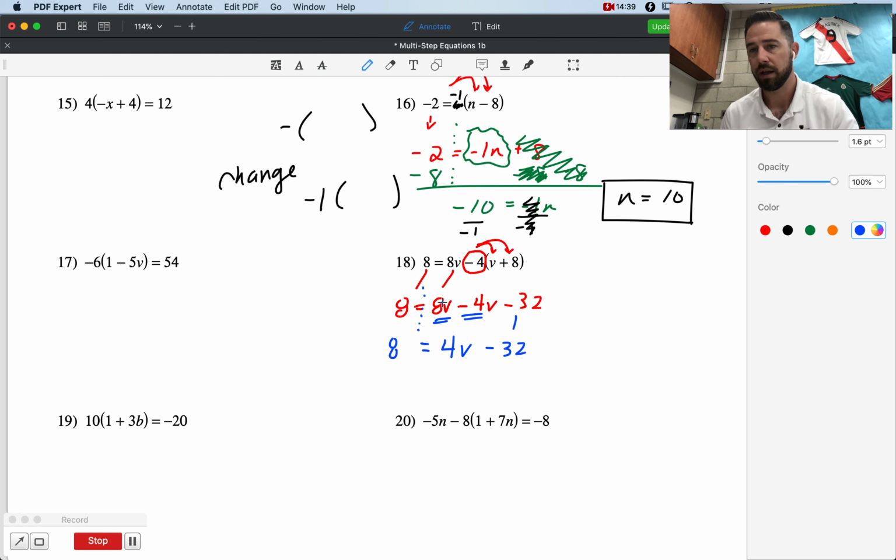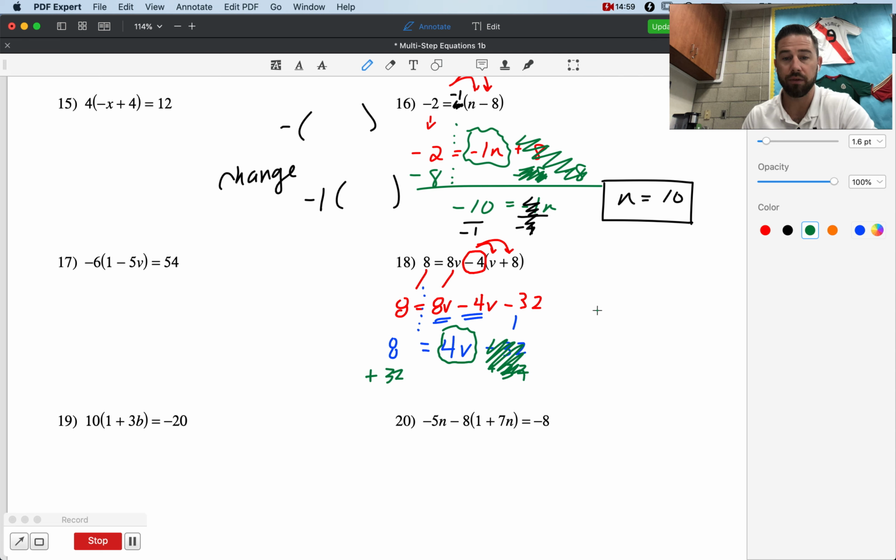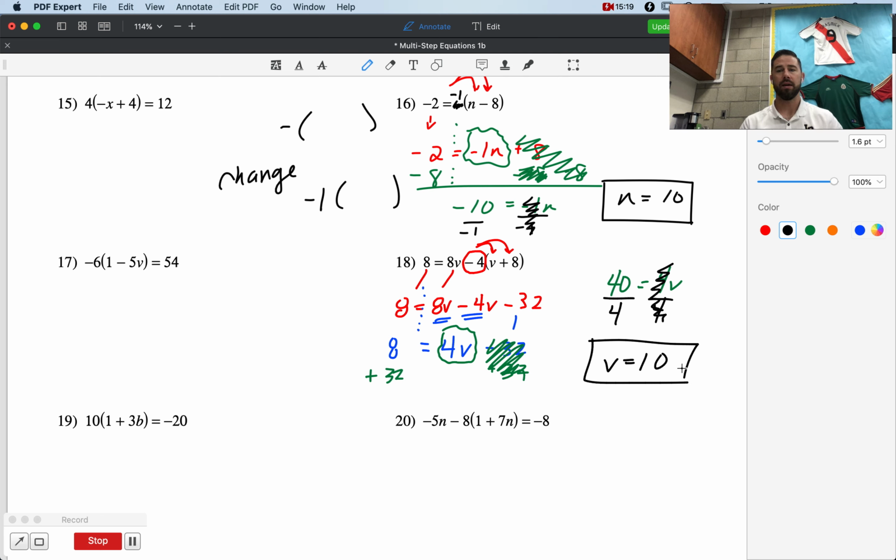So we distributed, we combined like terms. Now what are we going to do? We're going to move stuff. Remember, I want this guy by himself, which means I got to move this negative 32. I'm going to add 32 to both sides. Gosh darn it, that's 40. Okay, 40. My brain wasn't working there. Equals 4v. The 4 is stuck to the v. Divide 4. Divide 4. Ha, you're gone. And we have v equals what? 40 divided by 4 is 10. Okay, so that's that.